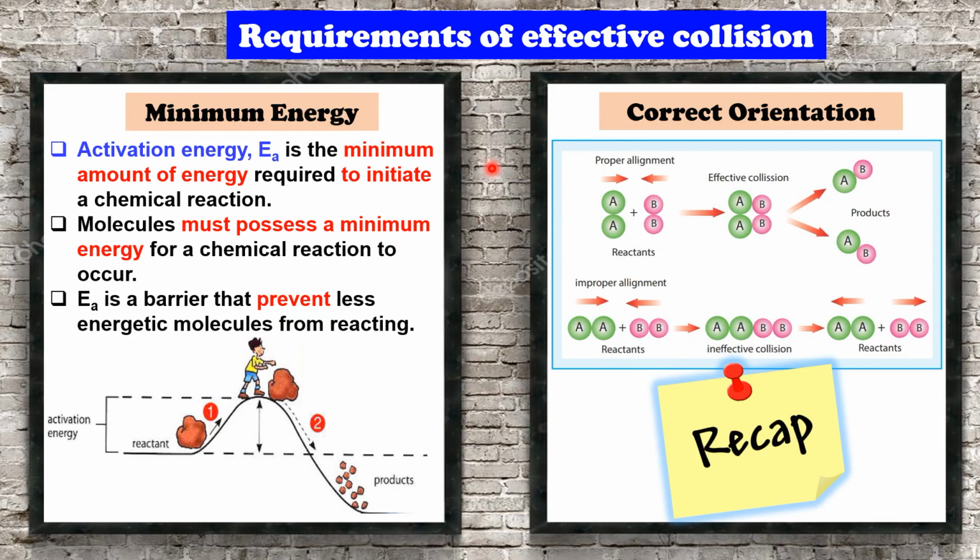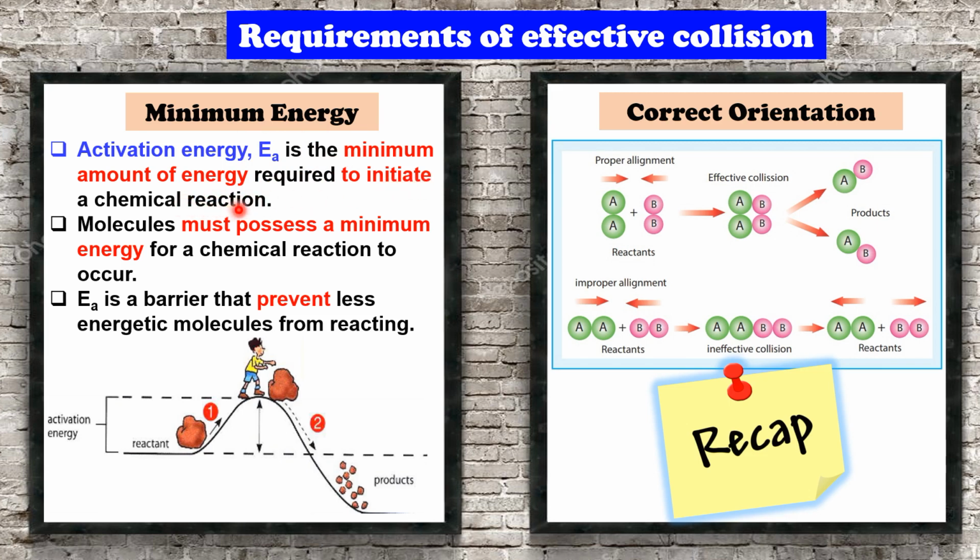Right, so before we move, we have to recap what we have already learned during the previous lesson. In this topic, you will always use the word effective collision. So what is the meaning of effective collision? There are 2 requirements for the effective collision to occur. First is minimum energy. We refer to the activation energy, EA. That is the minimum amount of energy required to start or to initiate a chemical reaction.